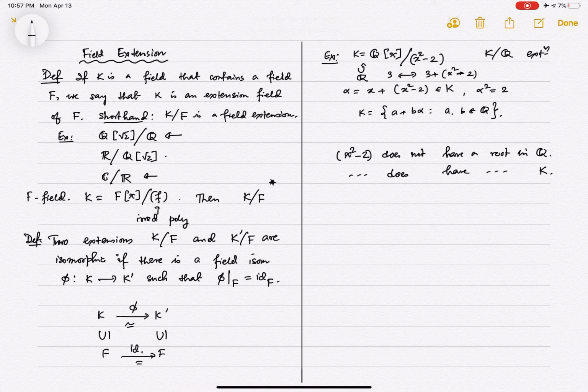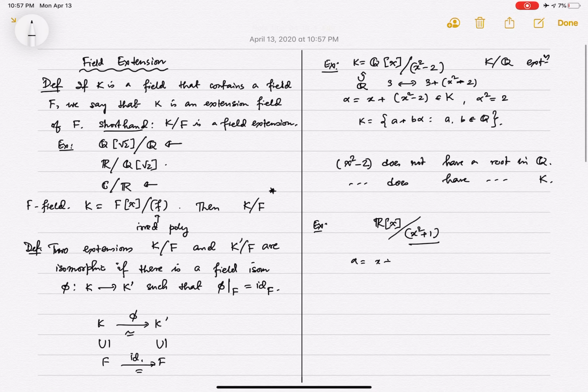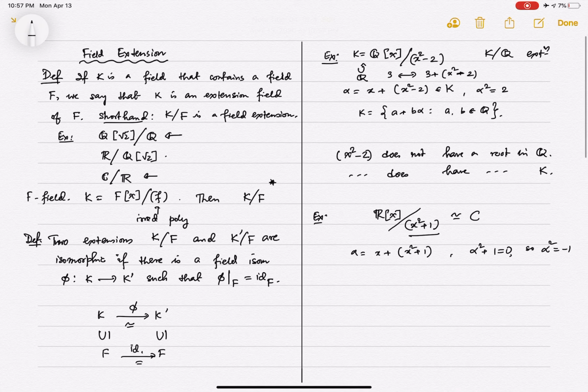An extreme example of this is when you construct another extension like this. X squared plus 1 cannot be solved in real numbers. So this is an irreducible polynomial because x squared plus 1 is always positive over real numbers. So if you quotient by that ideal, that's a field. Now in this field, if you call alpha the image of x, then alpha squared plus 1 is 0. So alpha squared is negative 1. And indeed, you can check that this is isomorphic to C.